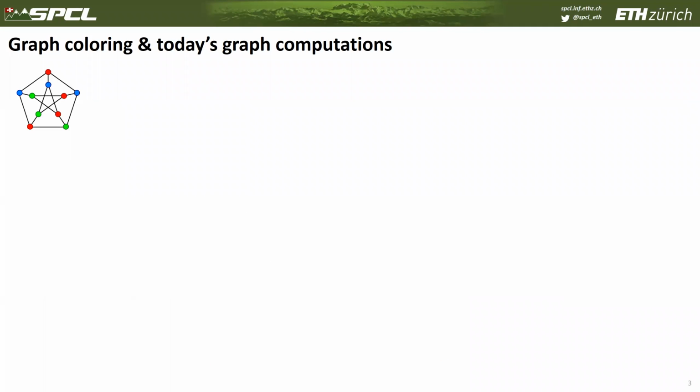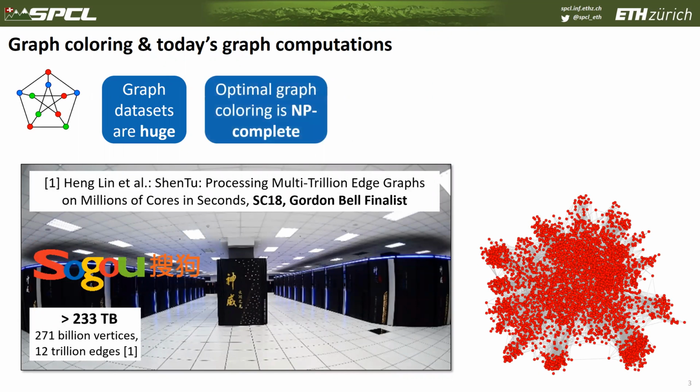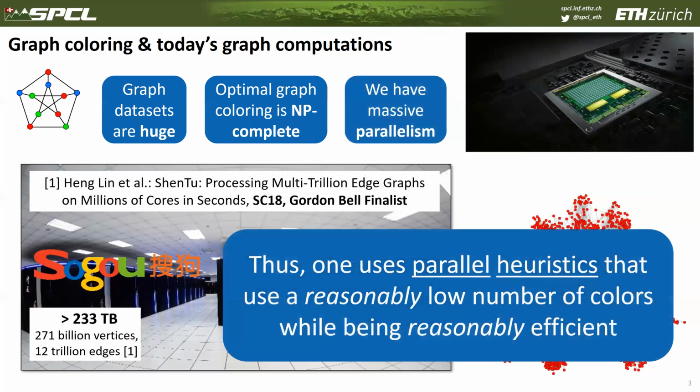Let's take a look at graph coloring in the context of today's graph computations. On one hand, graph datasets are huge, as shown by recent papers. On the other hand, we know that optimal graph coloring is NP-complete. This means that it is infeasible to try to color such huge graphs using the optimal number of colors. Then we have massive parallelism, which led to the interest in developing parallel graph coloring heuristics.